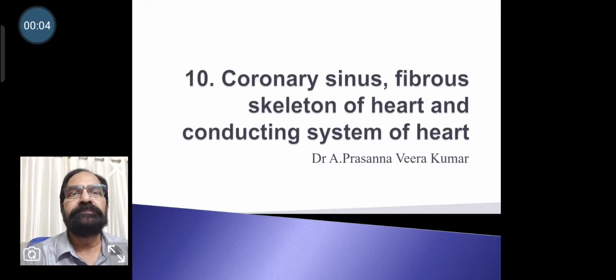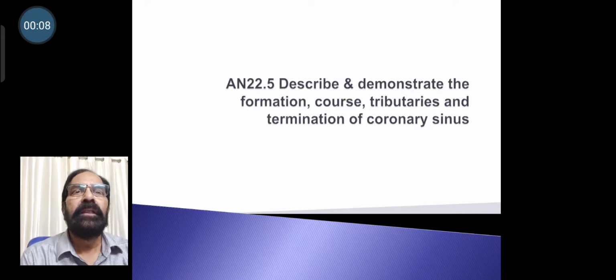Fibrous skeleton of heart and conducting system of heart. So first we describe the competency, that is formation, course, tributaries and termination of coronary sinus.